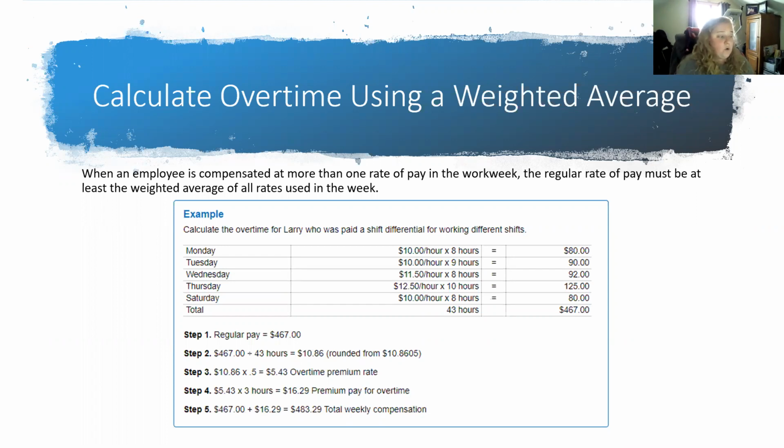And if we add his full regular rate of pay, or regular pay of $467, plus that overtime premium that we just calculated of $16.29, we get $483.29 total for the week for his overtime.